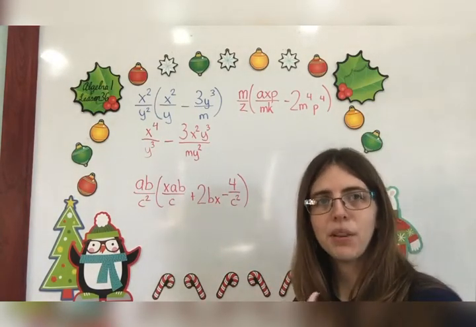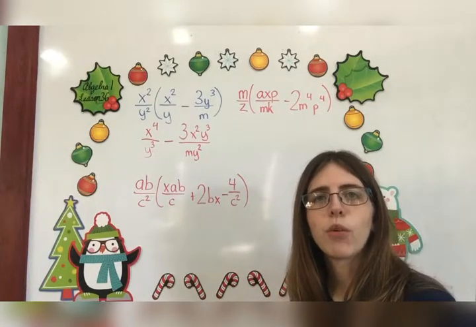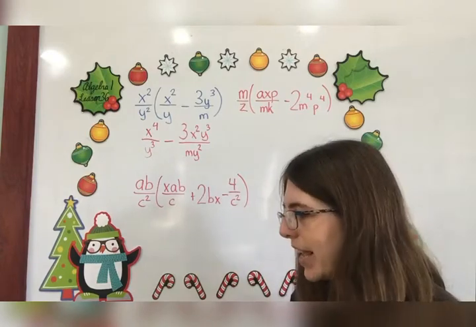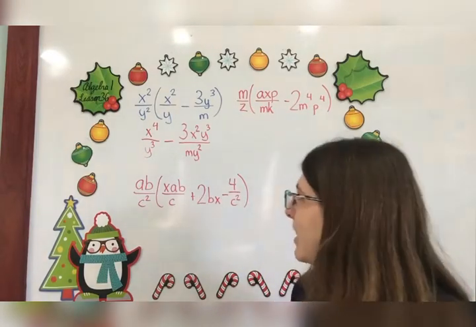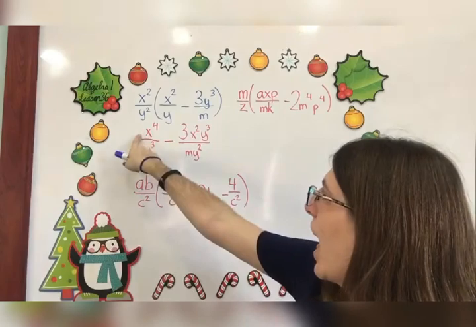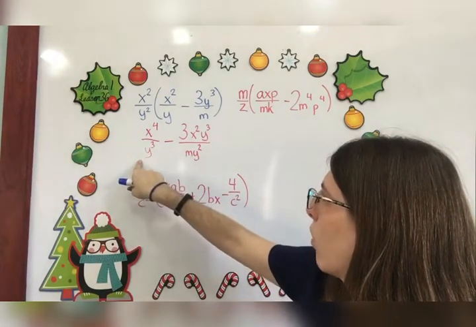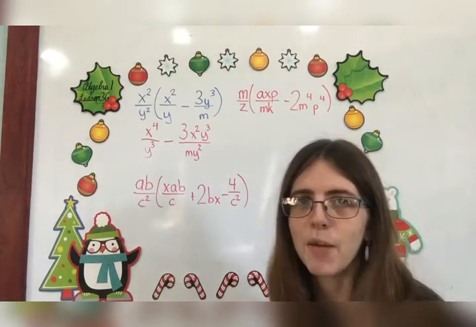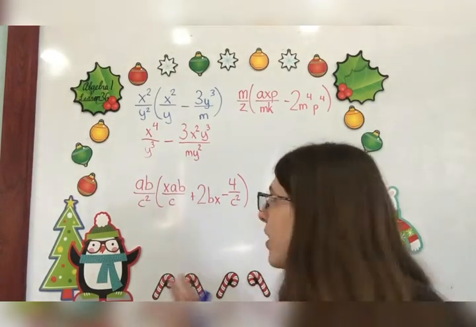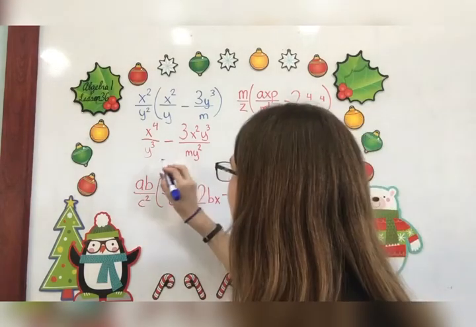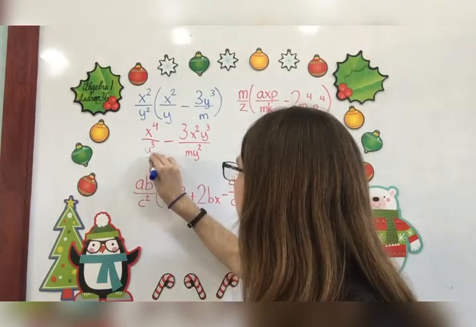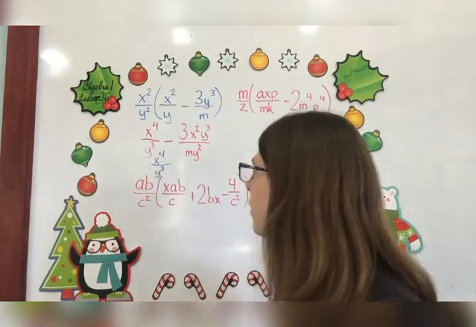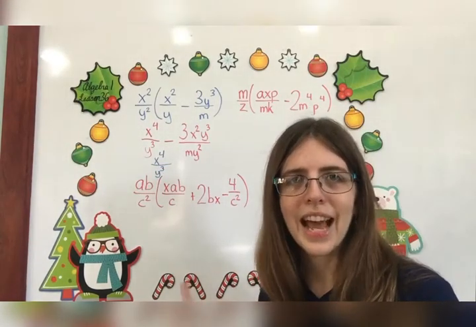All right, now I'm not quite done. I can simplify. Always be looking for ways to simplify your answer. Over here I have x to the 4th power over y cubed. There's nothing alike in my numerator and my denominator, so I'm done. I have nothing more that I can do with that. So x to the 4th over y cubed is going to stay as is.